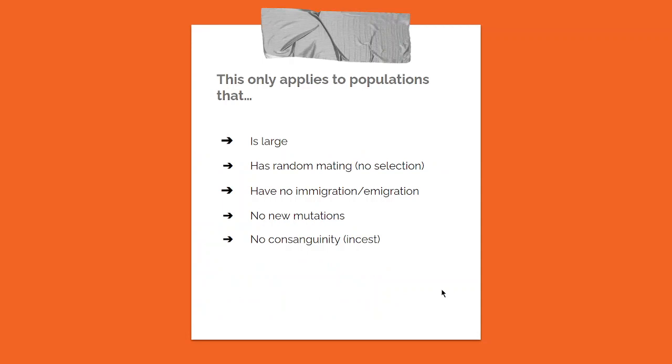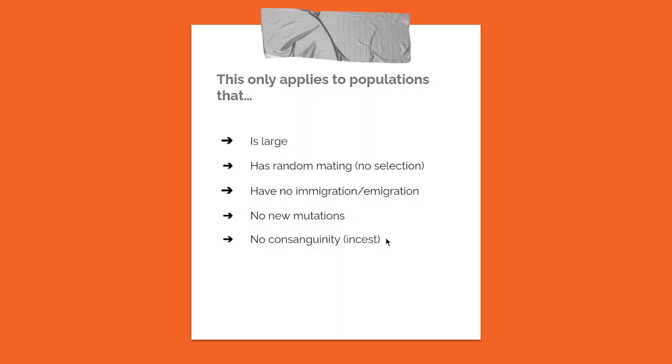The Hardy-Weinberg population only really applies when the population has specific characteristics. One of these characteristics is that the population is large. The other is that the mating is random and there's no selection. And then there's no immigration or emigration potentially bringing new genes into the gene pool. There are no new mutations and there's no consanguinity, which means there's no incest.